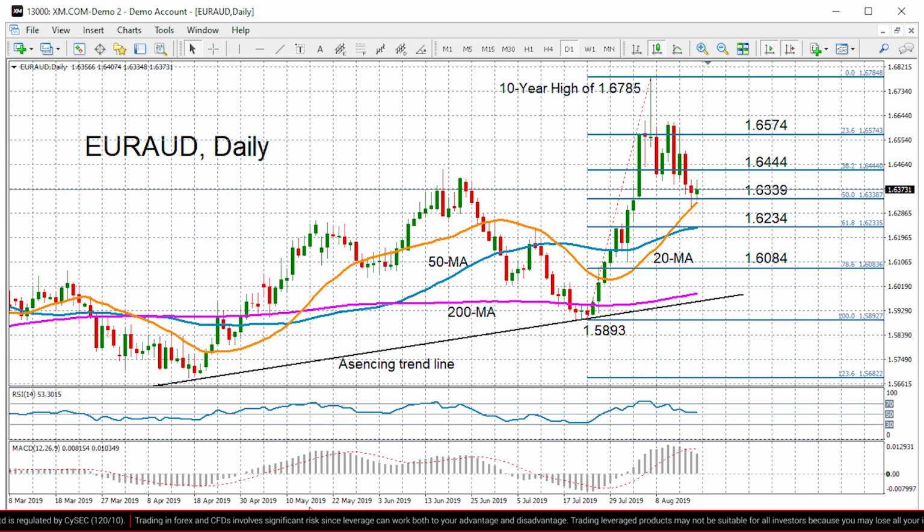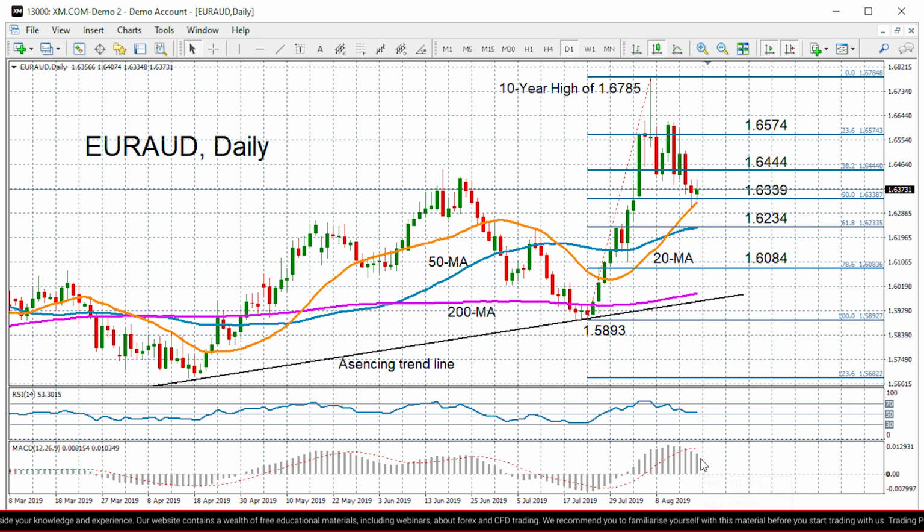And finally, having a look now at the Euro Aussie pair, there we are seeing immediate support at the 20-day moving average near the 50% Fibonacci retracement of the upleg from 1.5893 to 1.6785. Looking at momentum indicators, it's a rather neutral picture for the short-term RSI. It has flatlined just above the 50 neutral level, the MACD, although it has crossed below its red signal line.